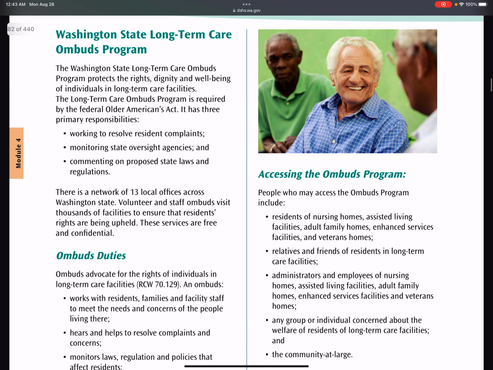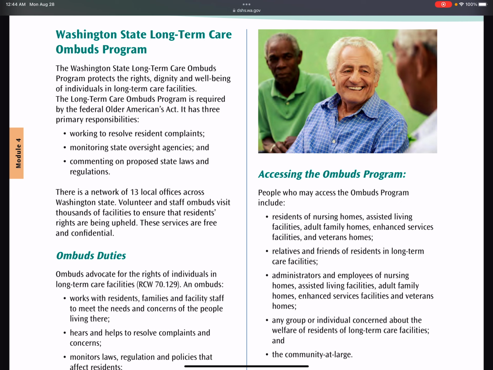In Washington State, we have ombuds. These are people or organizations, groups of people. They protect the rights, dignity, and well-being of individuals in long-term care facilities. Their main duties are working to resolve resident complaints, monitoring state oversight agencies, and commenting on proposed state laws and regulations.